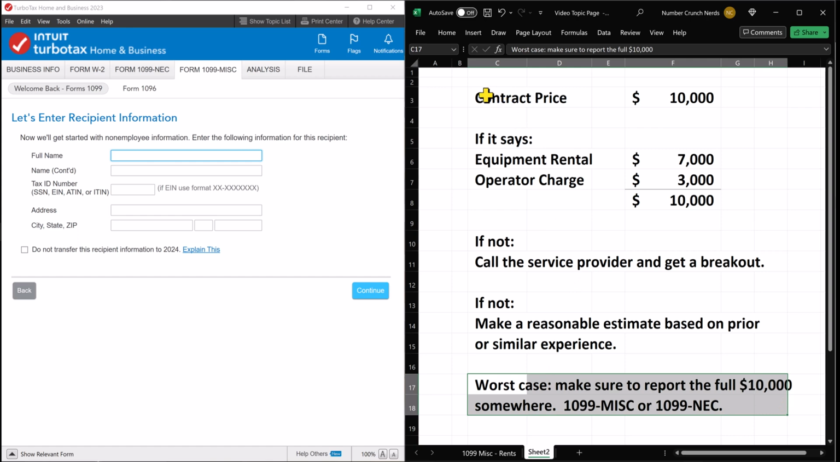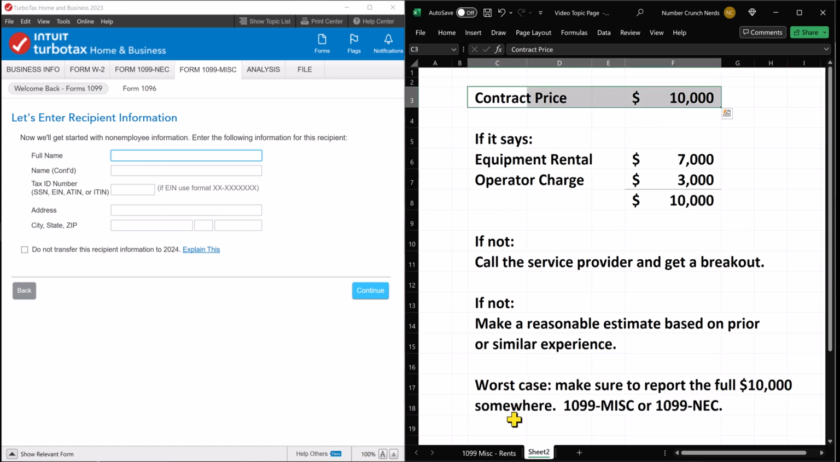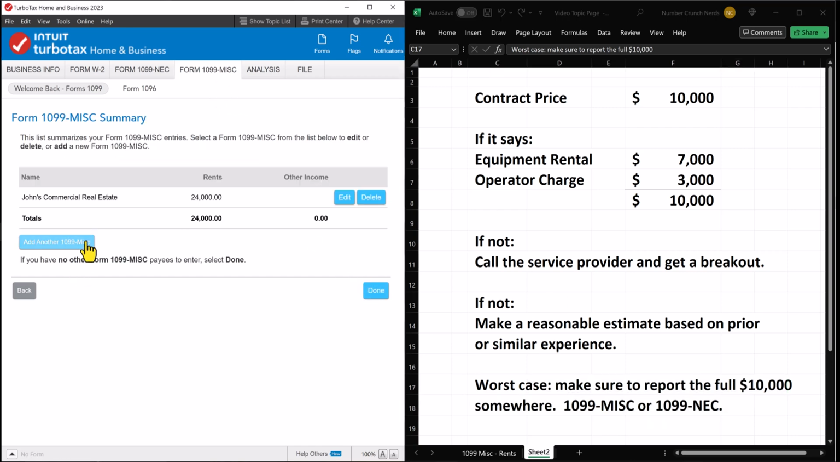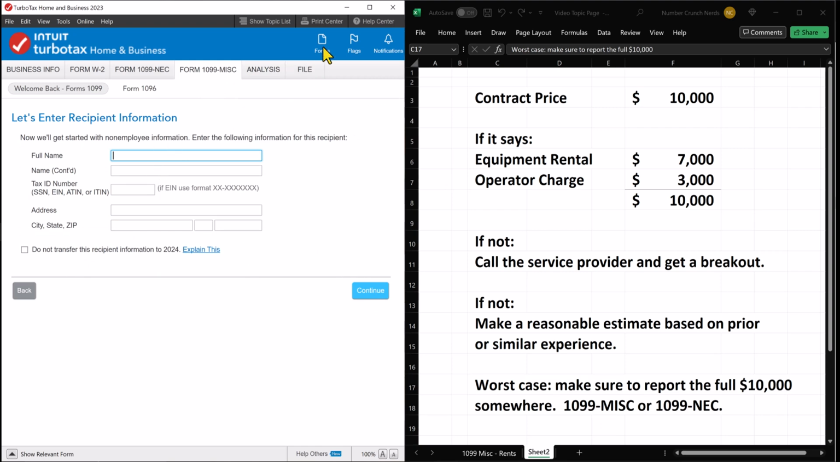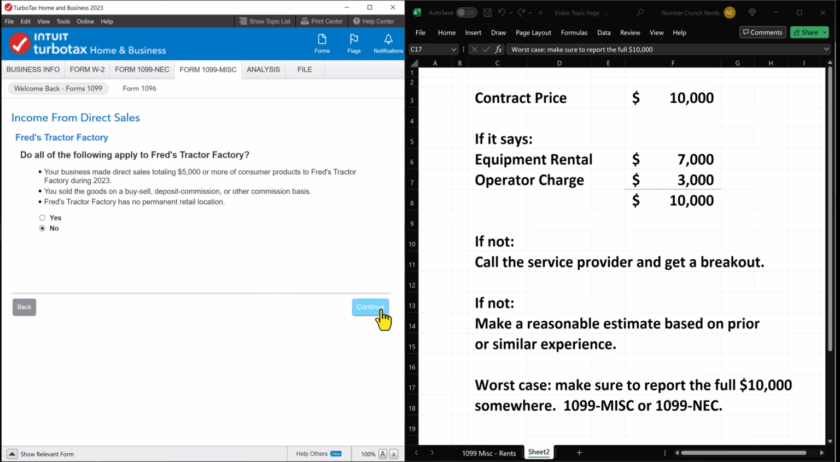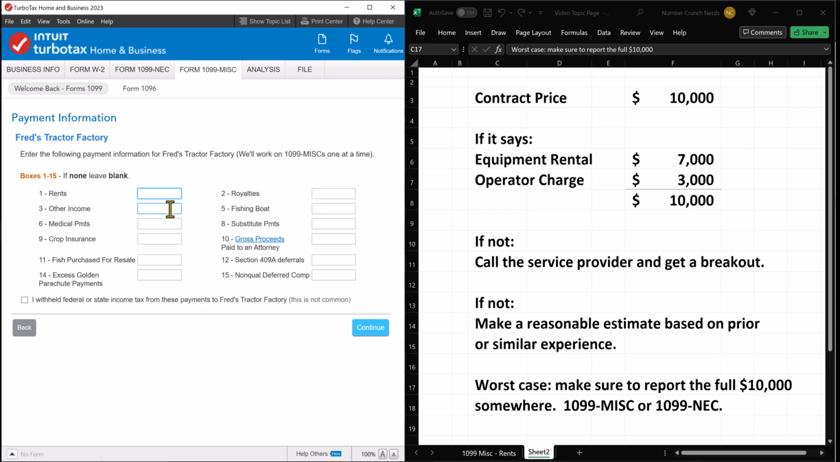Okay? If the contract just says this and there's no breakout, and you don't know what else to do and you can't get the information from them, just make sure to report the 10,000 somewhere. I would probably just put it on 1099 miscellaneous in box 1 as a rent. Actually, is it box 1? Let me go back and check because I've said box 1 a couple of times here. I had to type in the information there just to get this to move forward. No TIN. No on that question. Oh, it is. Okay, box 1. Just making sure. So rents go in box 1 of Form 1099 miscellaneous.